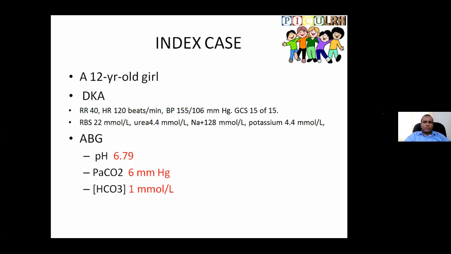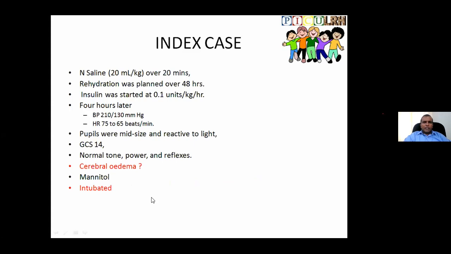It's a 12-year-old girl with diabetic ketoacidosis, and they did the blood gas before treatment initiation. So pH is 6.79. Look at this. Carbon dioxide is 6. Bicarbonate is 1. So this is before 2005. They gave normal saline 20 ml per kilo over 20 minutes, and rehydration was planned over 48 hours. Insulin was started at 0.1 units.